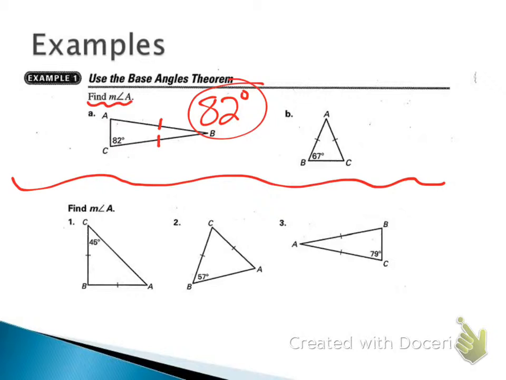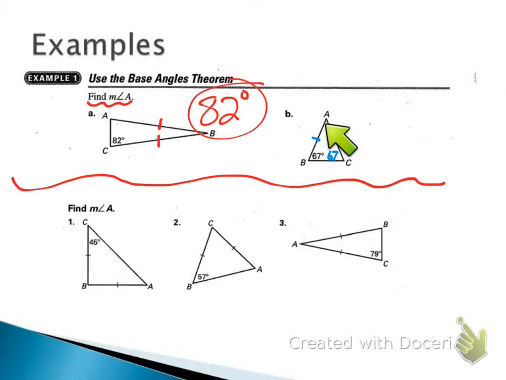All right, part B. These are the sides that are congruent. So what angles are congruent? The ones across, right? So that would be which two? B and C. So what is C? Yeah, C and B are the same. So this is going to be 67. But what do the directions tell us to find?